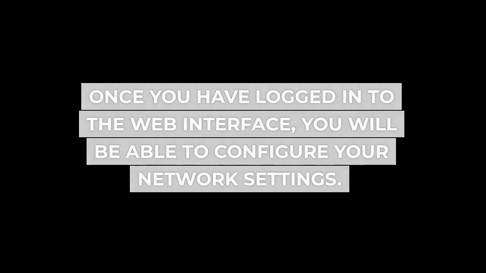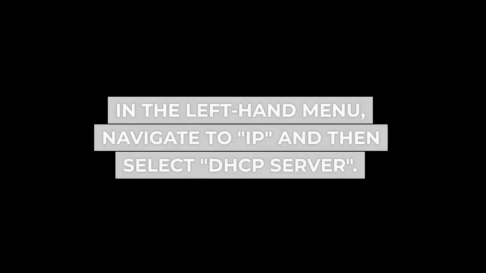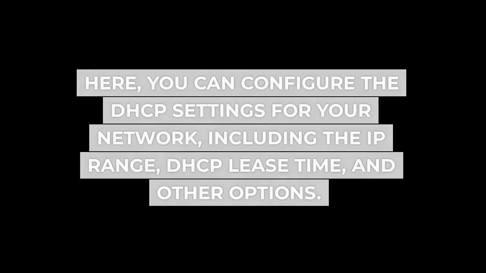Configuring your network settings. Once you have logged into the web interface, you will be able to configure your network settings. In the left-hand menu, navigate to IP and then select DHCP server. Here, you can configure the DHCP settings for your network, including the IP range, DHCP lease time, and other options.